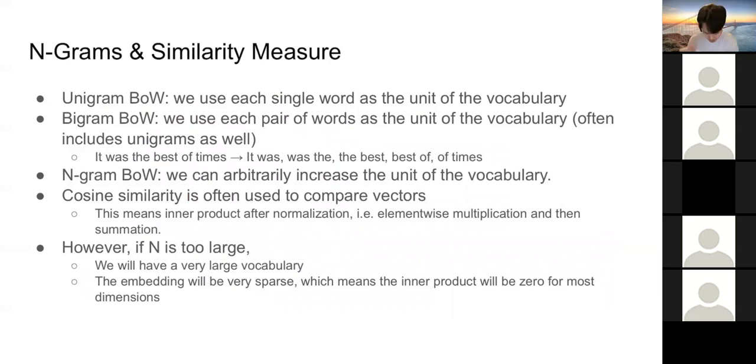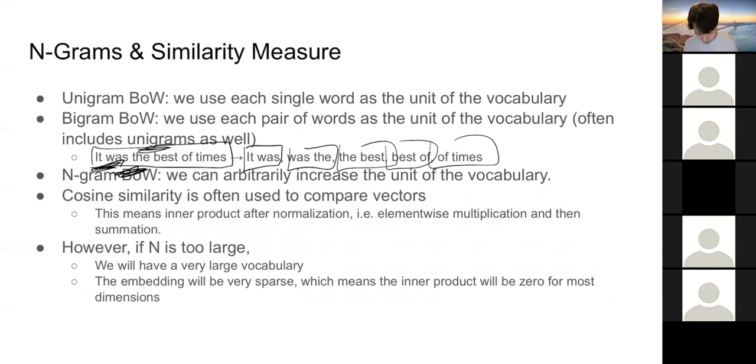In that case, for instance, if the sentence is "it was the best of times," then we can have bigrams, which means two-token words. Then we have "it was" here, and "was the" here, and "the best" is here, and "best of" and "of times." So in that case we now have how many? 5 bigrams: 1, 2, 3, 4, 5. And we had 6 unigrams. Then we can combine these two into our vocab, right?